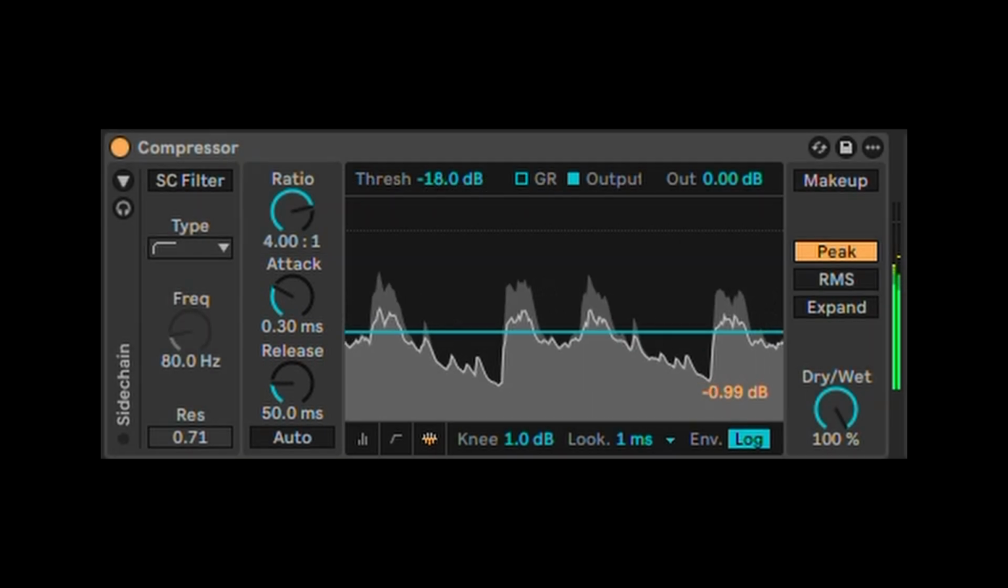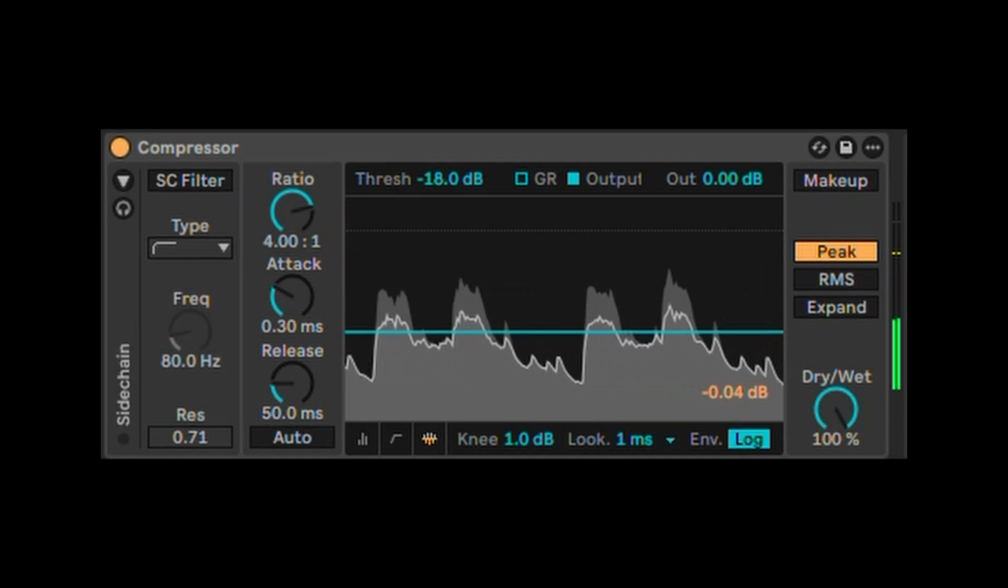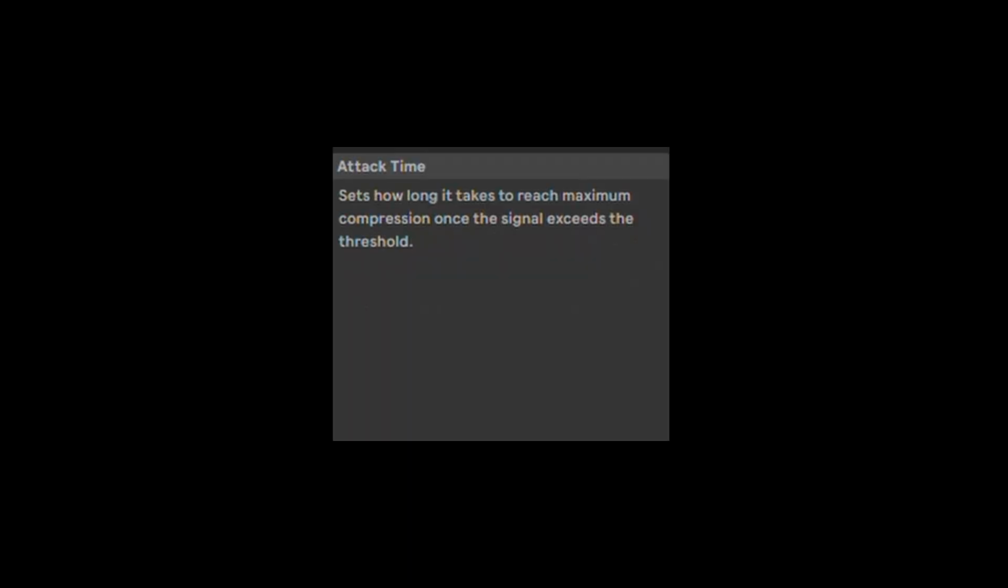From various sources on the internet, as well as the descriptions offered within Ableton Live, I learned that attack is how long it takes for compression to fully engage after the signal crosses the threshold, and release is how long it takes for compression to fully disengage after the signal goes back below the threshold.